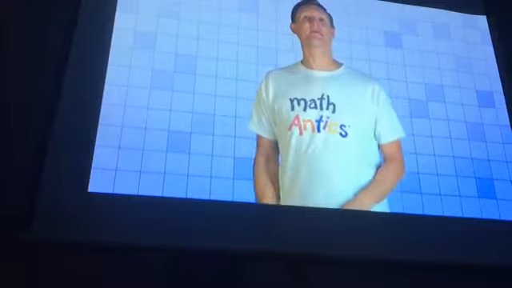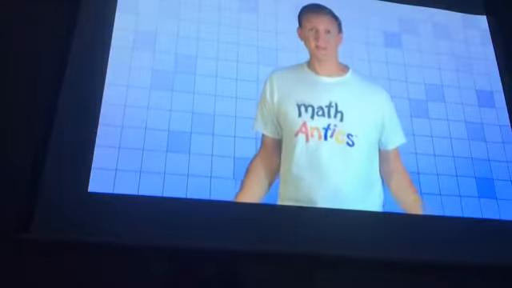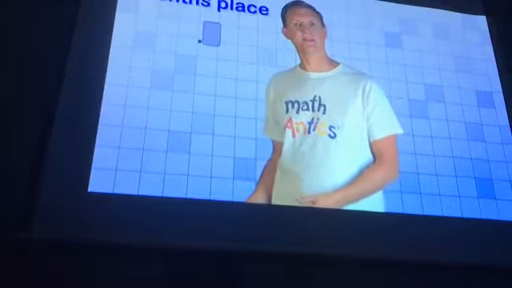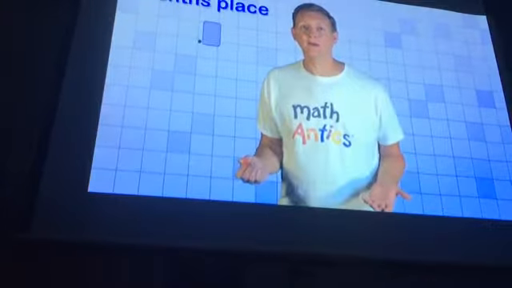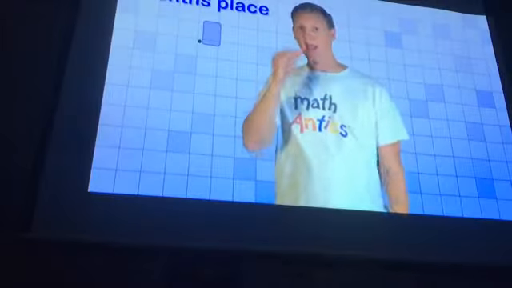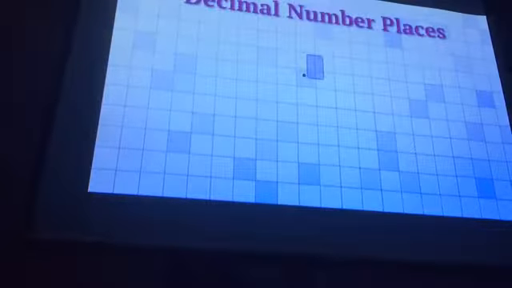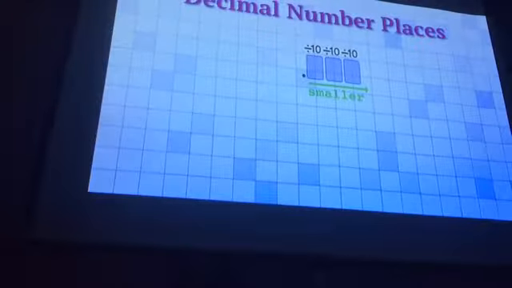But wait, there's more. More decimal number places, that is. The tenths place allows us to count in between the ones. But what if we want to count amounts that are in between the tenths? The decimal number places keep on going to the right, and each time they count amounts that are 10 times smaller than the previous amount.